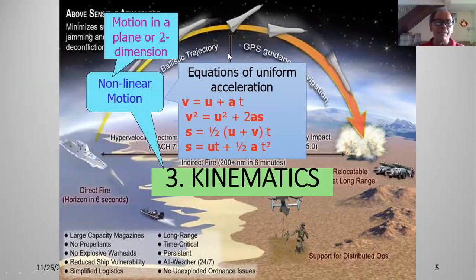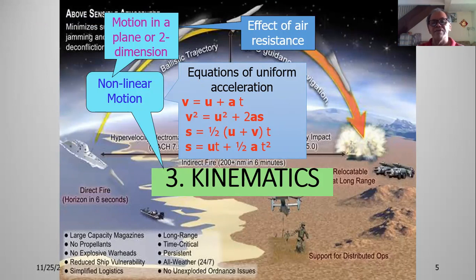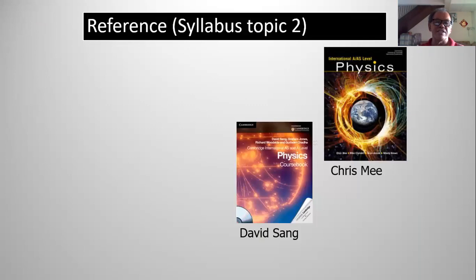We'll be using the equations of linear motion, linear acceleration. And then after that, we look at the effect of air resistance. We look at no air resistance, and after that, we look at the effect of air resistance. For A-level students, this is topic 2. These are the textbooks, or there are others in the market that you can use.